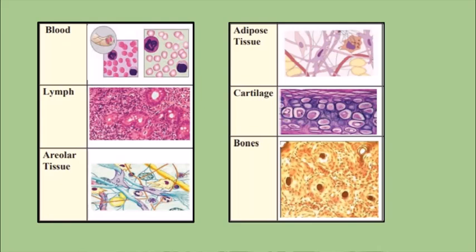Now these cells are filled with fat droplets, and they also have a jelly-like substance in them. It is present below the skin and also around our internal organs. Again, it is used for insulation, to supply energy, and also for the storage of fats.